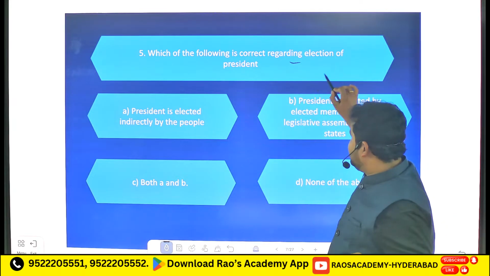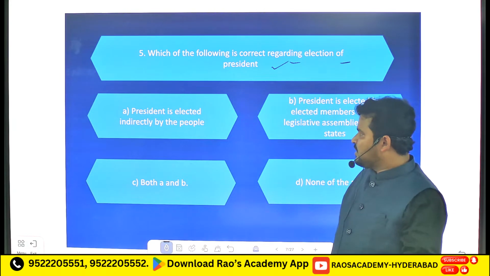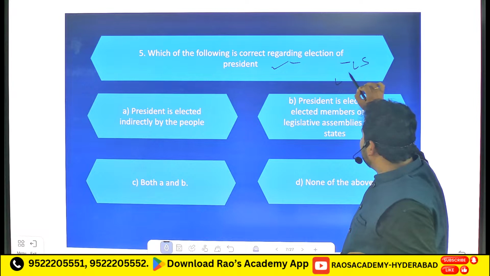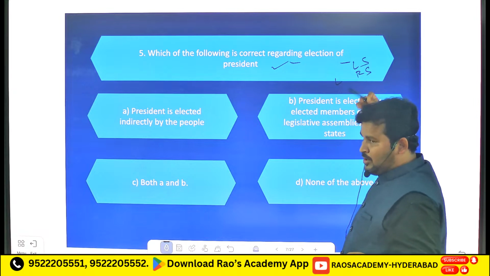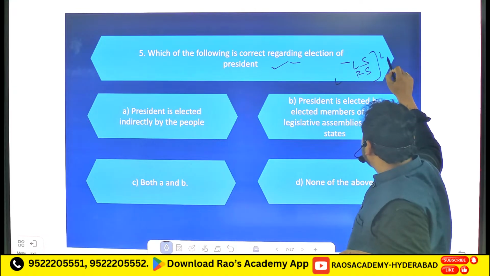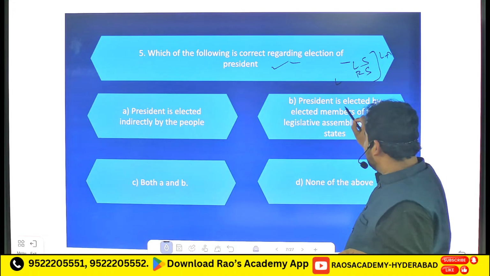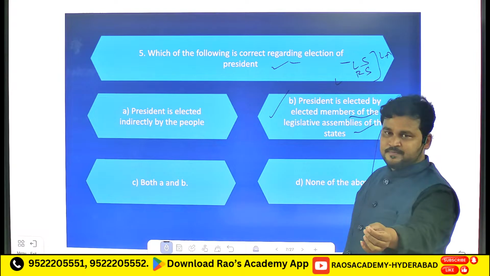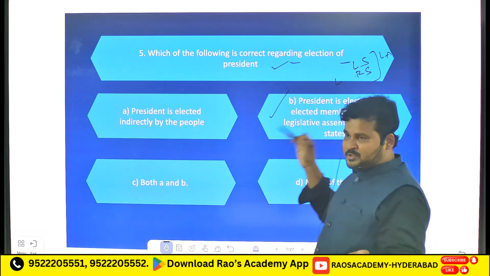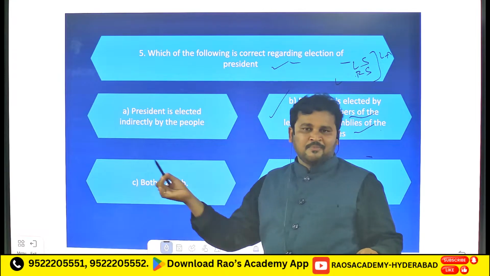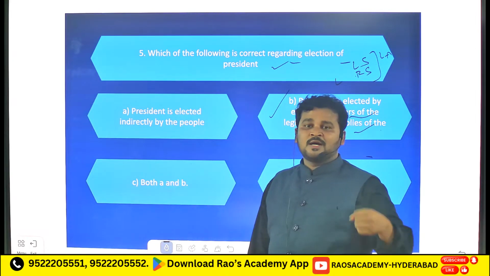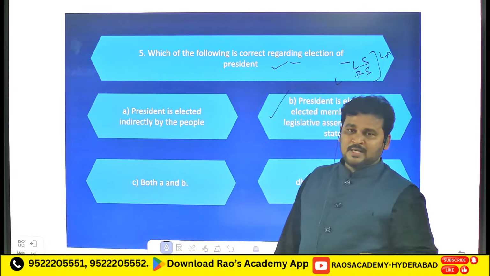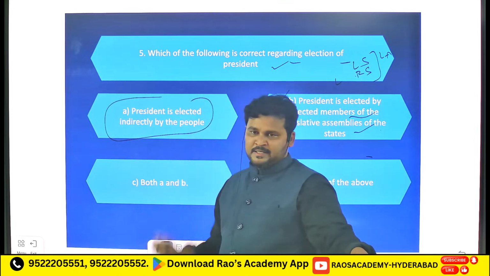Clear? As I said, the electoral college of the president is the elected members of Lok Sabha, elected members of Rajya Sabha, along with the elected members of legislative assemblies. So we can say that the president is elected by elected members of legislative assemblies of the states. So B is the answer, true. And the members of the electoral college were MPs and MLAs, but the people were not directly involved in the election. So if the people were not involved directly in the election, we can say that the election procedure is an indirect election.